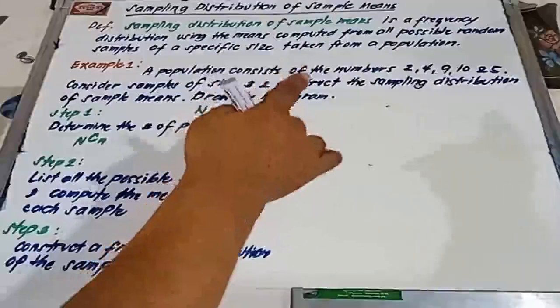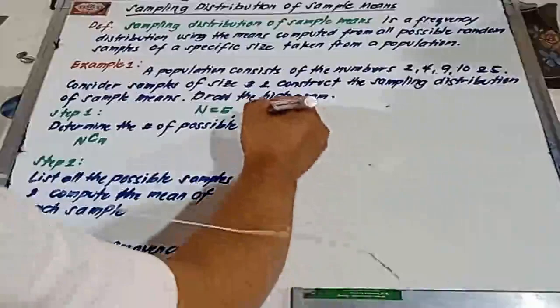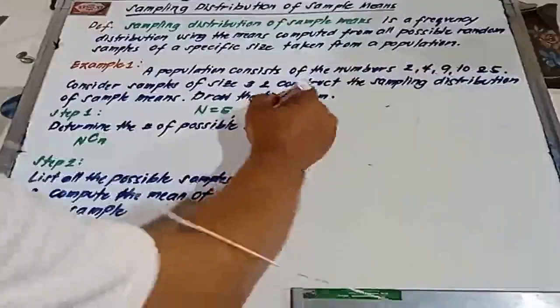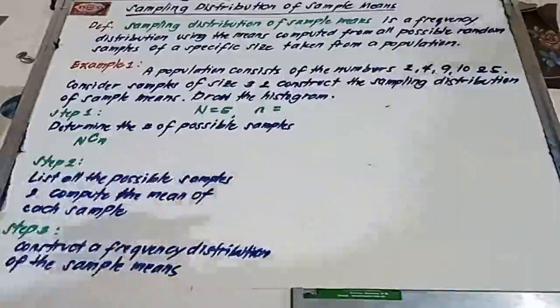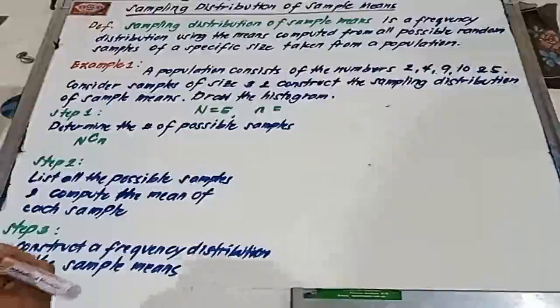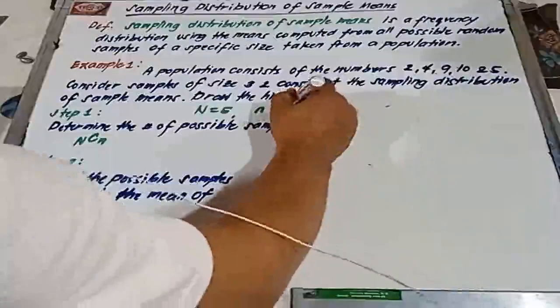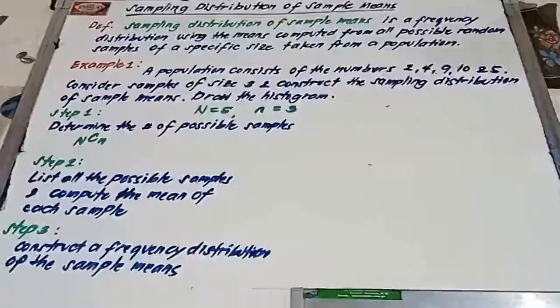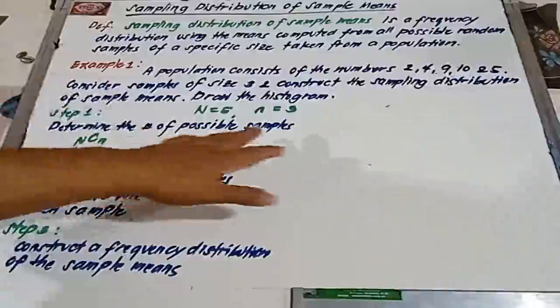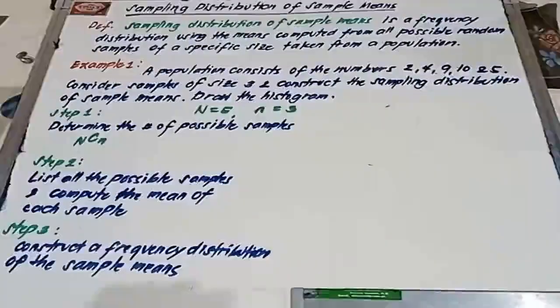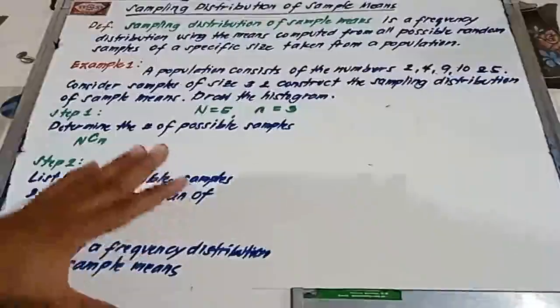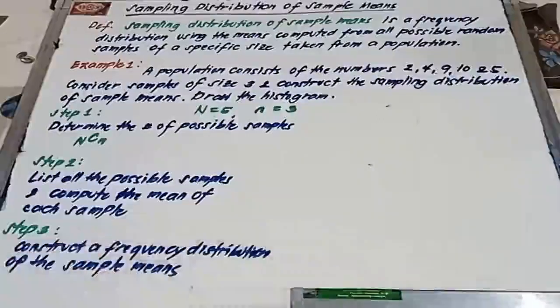We have 2, 4, 9, 10, and 5. And yung ating n dito, small letter n, ito yung size of the samples. Ang size ng sample natin is 3. So, ibig sabihin, this is ating step number 1 in how many ways that we can get samples of size 3 from our population, which consists of 5 numerical data, 2, 4, 9, 10, and 5.